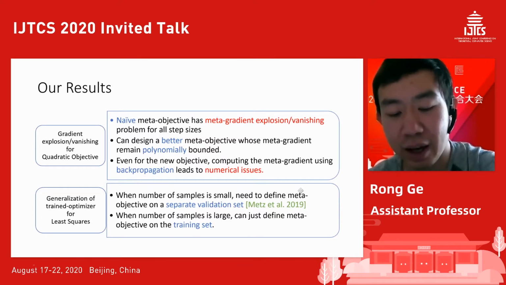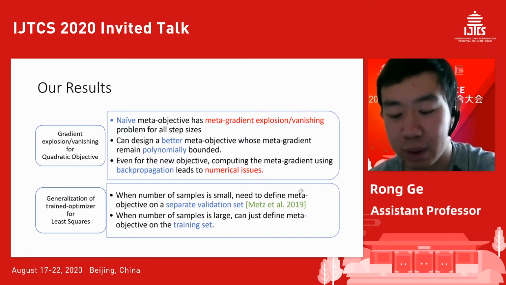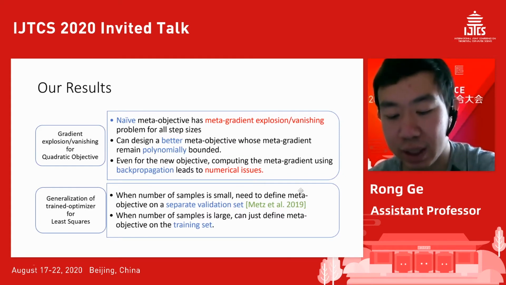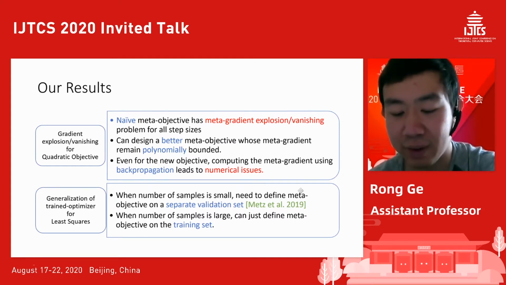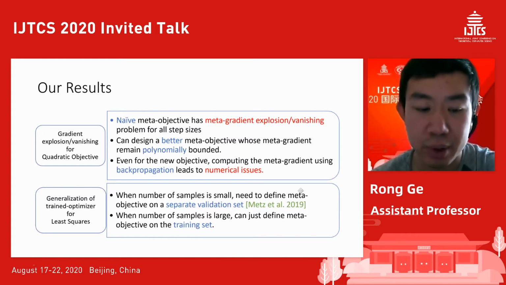On the other hand, if you have a lot of training data, if you have a large number of training samples, you don't need to define your meta objective on a separate validation set. You are just fine by defining your meta objective on the training set as in the earlier approaches.